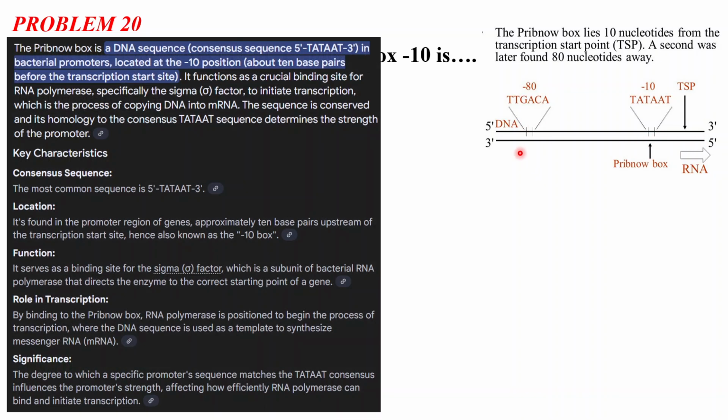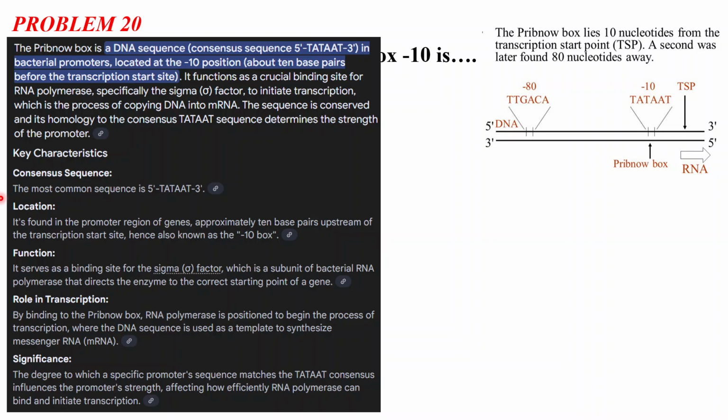Okay. So the Pribnow box is a DNA sequence. This is a consensus sequence, 5' TATAAT 3', in bacterial promoters located at the -10 position, about 10 base pairs before the transcription start site. Its function is crucial for binding of the RNA polymerase, specifically the sigma factor, to initiate transcription, which is the process of copying the DNA into mRNA. The sequence is conserved in its homology, and how closely it matches the consensus sequence determines the strength of the promoter.